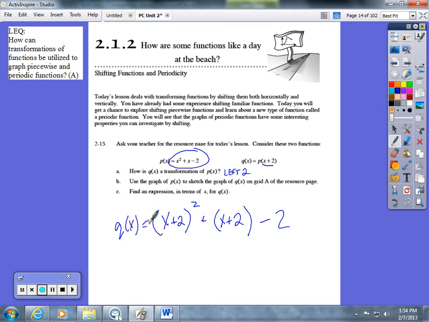Now that brings us to the question of, should we simplify that or should we just leave it how it is? Because you could simplify that. You could square your quantity x plus 2, combine like terms, and simplify. And that's fine. Okay? But this version of it helps us recognize the transformation easier, faster than simplifying it. Okay?